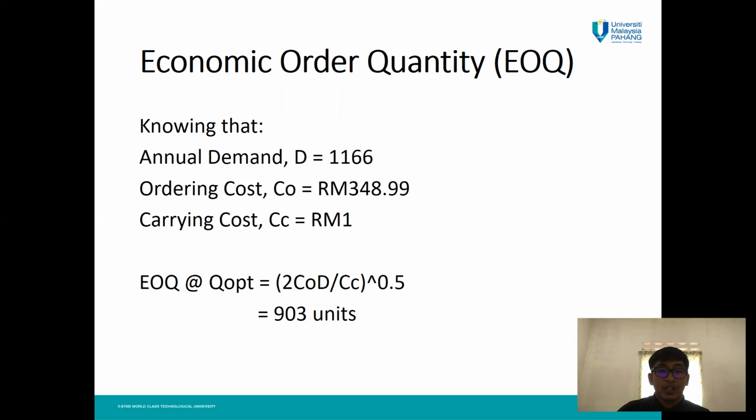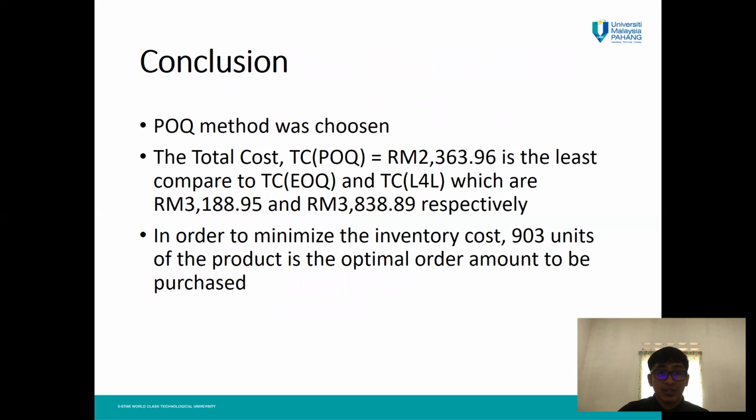So let's move to economic order quantity, also known as EOQ. We know that the annual demand for our product is 1,166, and the ordering cost will be RM348.99, while the carrying cost will be RM1. In order to find the EOQ, also known as QOP, we need to use the formula, which is the square root of 2 times CO times D divided by carrying cost, and we get the value of 903 units.